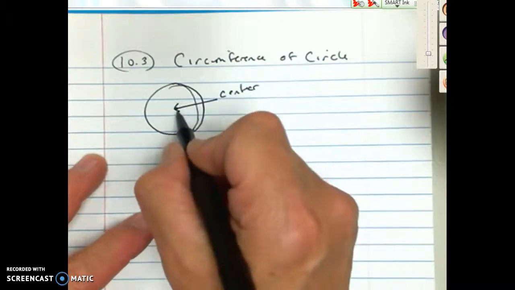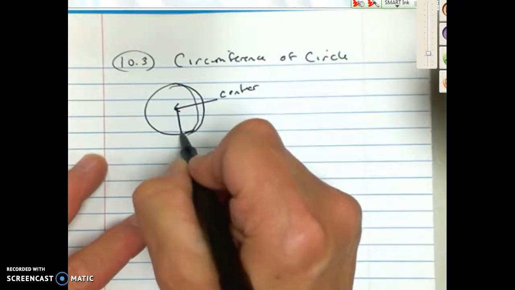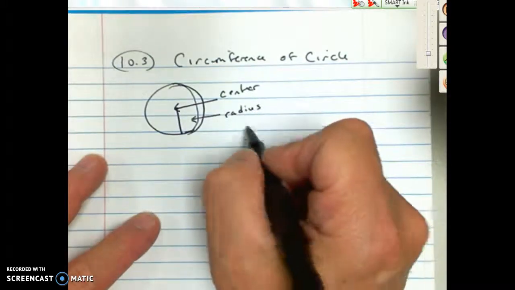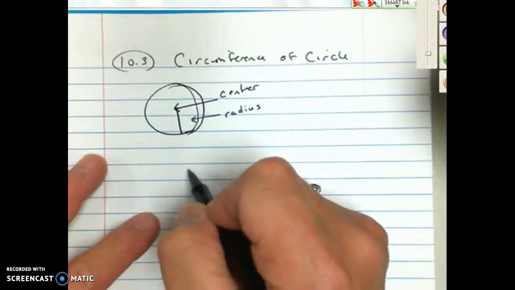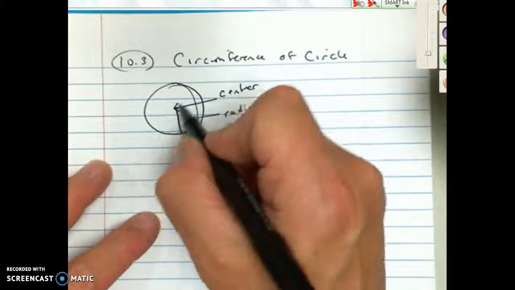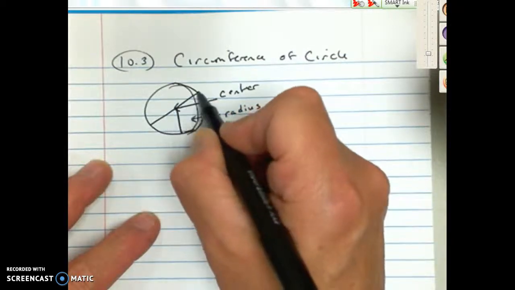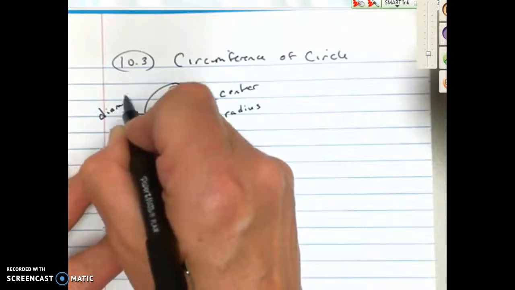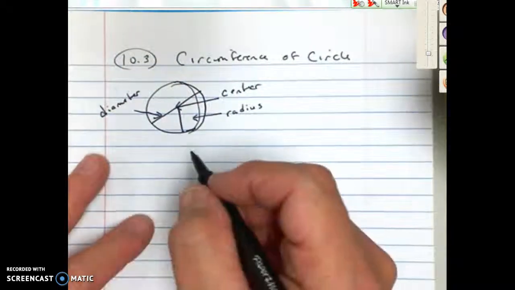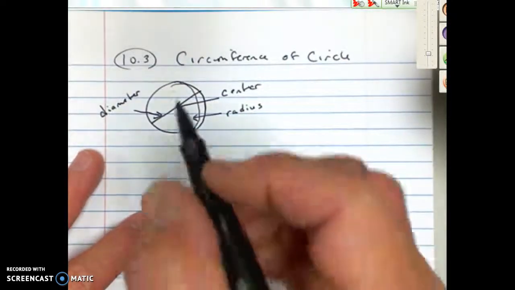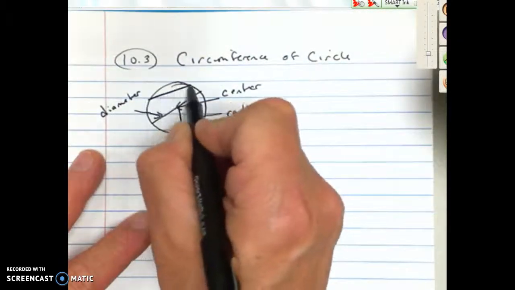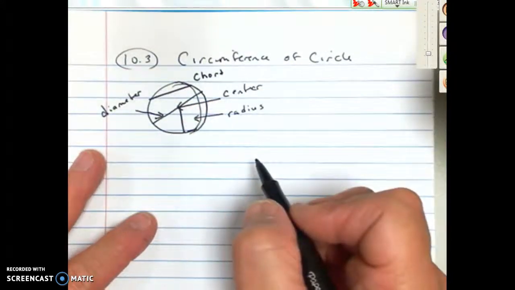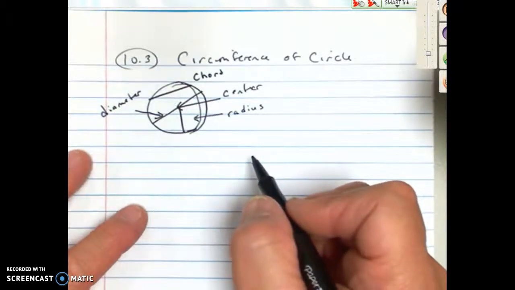Now, if we have a line that goes from the center to the edge, this is called a radius. A line that goes from the center to the edge is a radius. If we have a line that goes from one side to the other, crossing through the center, this line is called the diameter. And if we have a line that goes from one side of the circle to the other without going through the middle, that's what we call a chord. Spelled the same way as a chord in music, but we call it a chord.